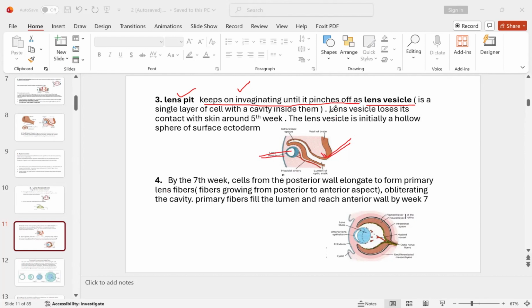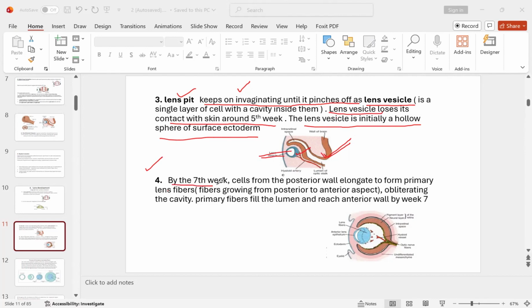The lens vesicle loses its contact with the skin around the 5th week. The lens vesicle is initially a hollow sphere of surface ectoderm. You can see in this diagram that it is just a hollow sphere and there is nothing inside it. So now let's move to the fourth step.